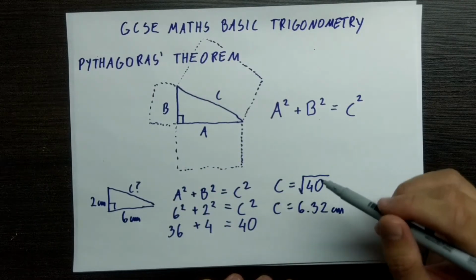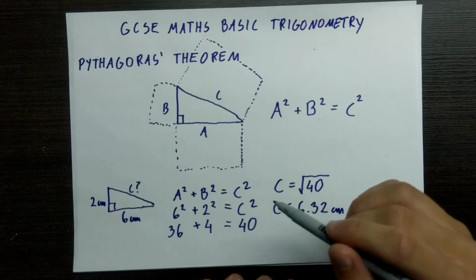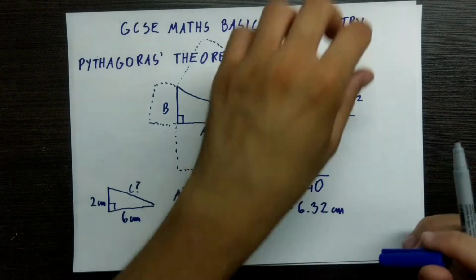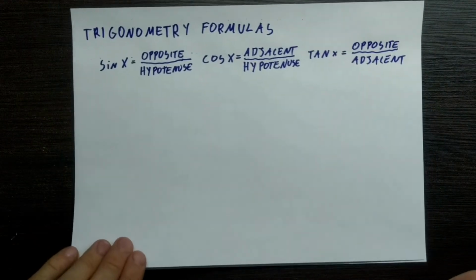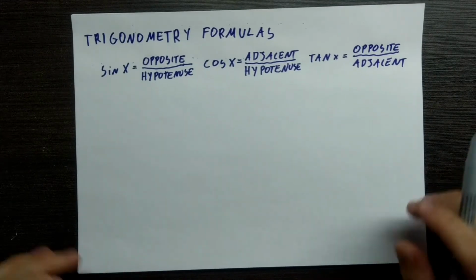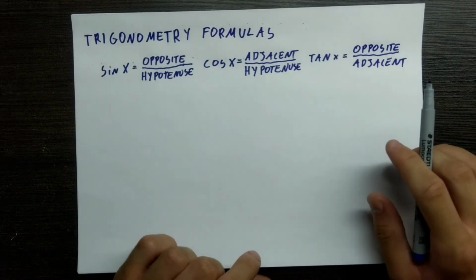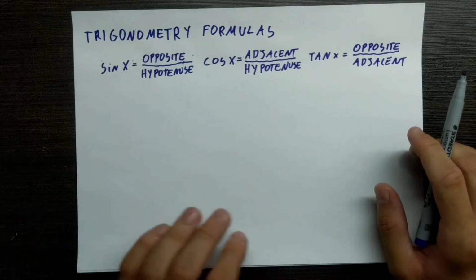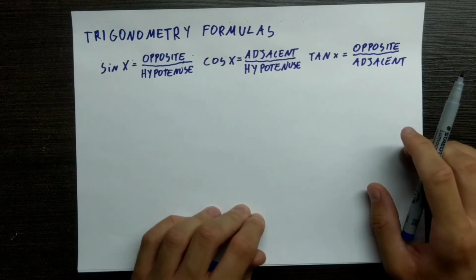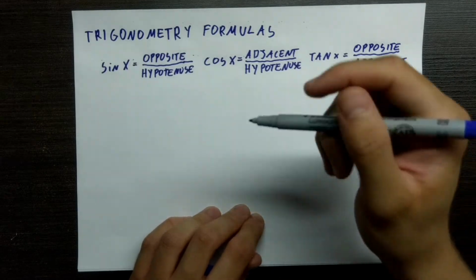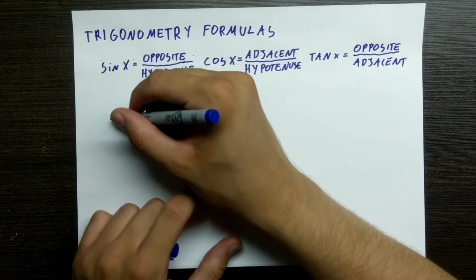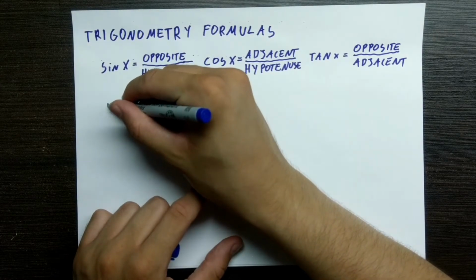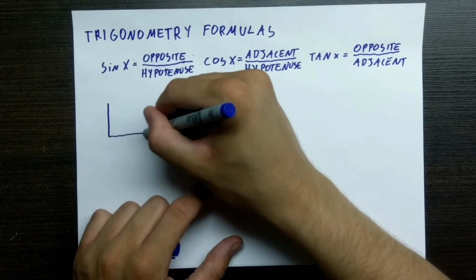So the next thing we need to cover is trigonometry formulas. So this is what we're going to get onto now. These are trigonometry formulas. In order to understand them, I will go through all of it, but first, let's have a look at a triangle. So we have a triangle that goes something like this.